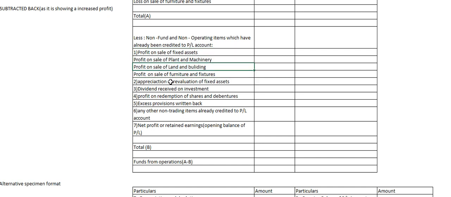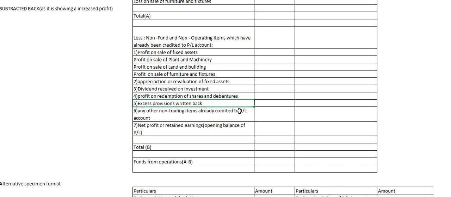Then is your appreciation on revaluation of fixed assets. Then is your dividend received on investment. For example, if the company has invested an amount in different companies, that is a non-operating income, the dividend received will become a non-operating income. So that will be minused. Next is your profit on redemption of shares and debentures. When the company has invested in another company and they have a profit in redeeming their shares and debentures, that will become a non-fund or non-operating income. So that will also be deducted.